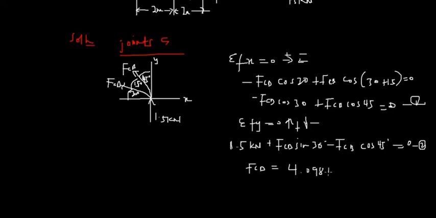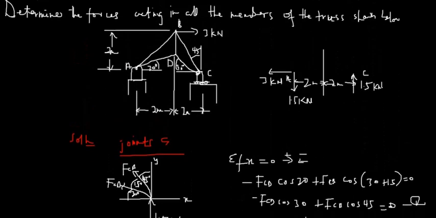4.098 kilonewtons. And then FCB will also be 5.019 kilonewtons. Now FCD will be what? Pulling apart, so we have a tension force. And then FCB is also compressing, so we have a compressive force. Now let's proceed to the final portion of this question.